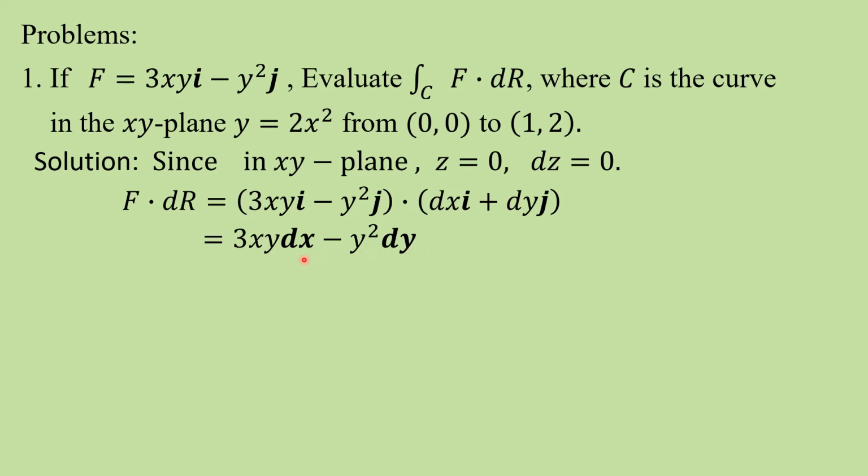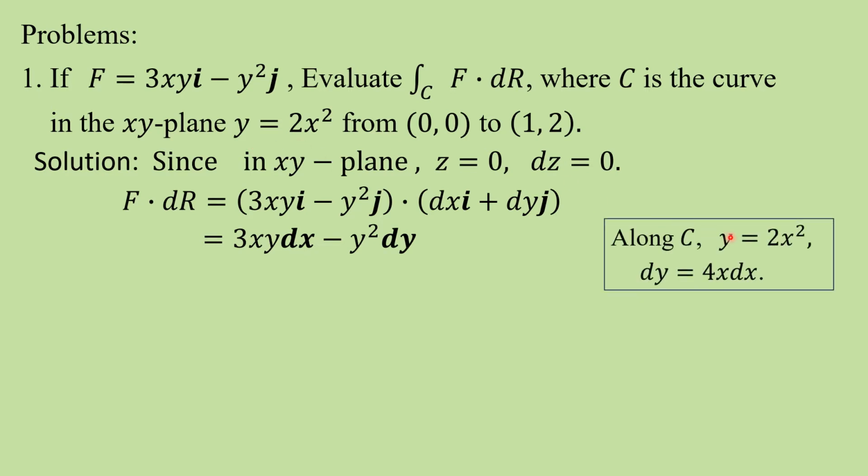Now once it is taken, you have to evaluate along the curve y equal to 2x square. The path here is y equal to 2x square, which means dy is the derivative of x square, 2x dx, into 2, that is 4x dx. So substitute over here. y becomes 2x square and dy is 4x dx.